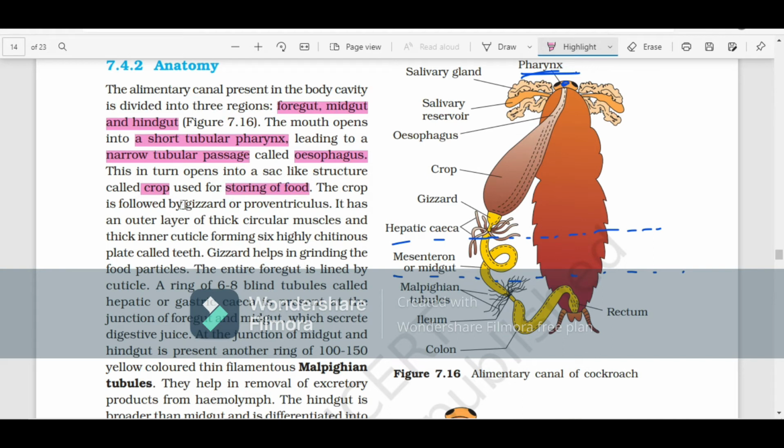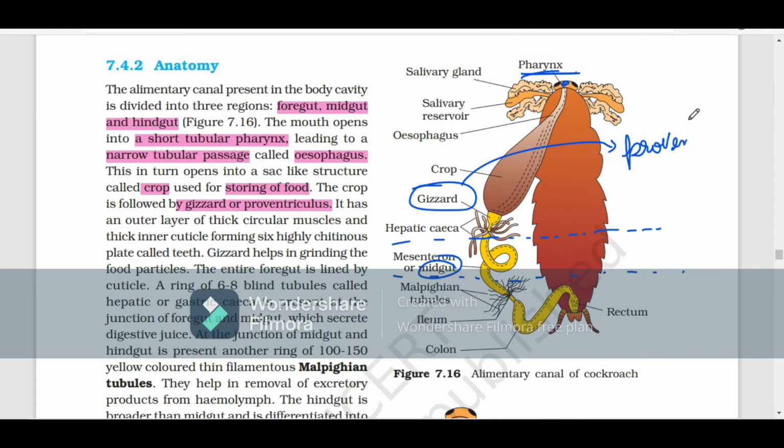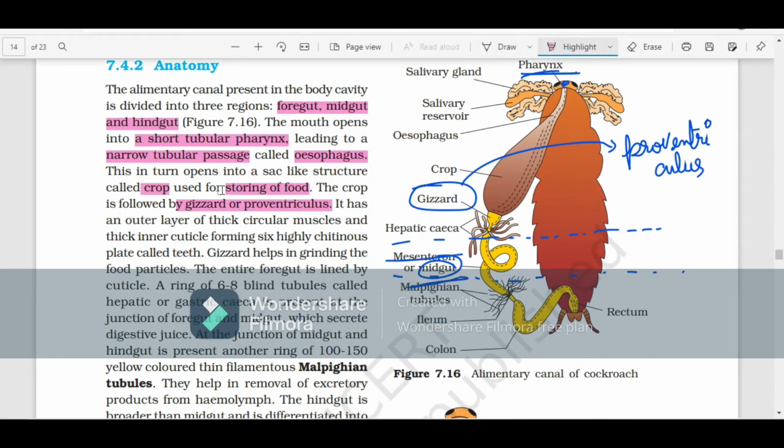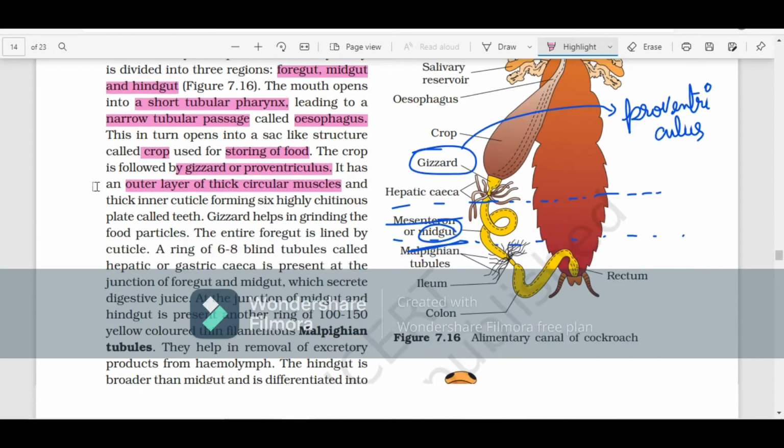The crop is followed by the gizzard or proventriculus. For the gizzard there's another name, and for the midgut there's another name. For the gizzard it is proventriculus, and for the midgut it's the mesenteron. It has an outer layer of thick circular muscles and a thick inner cuticle.